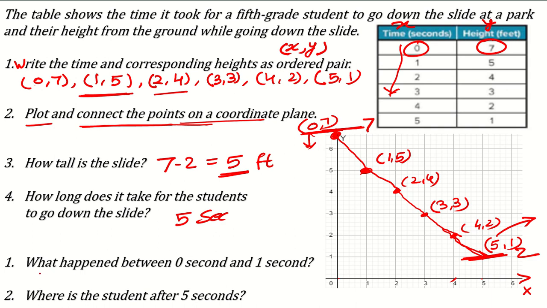Next is, what happened between 0 seconds and 1 second? At 0 seconds you were at 7 feet and at 1 second you came to 5 feet. So it means you came down by 2 feet in 0 to 1 second.